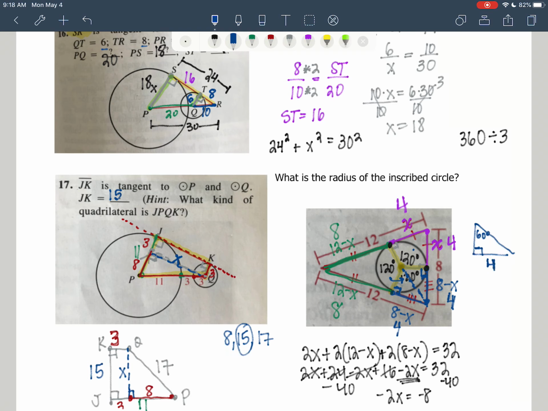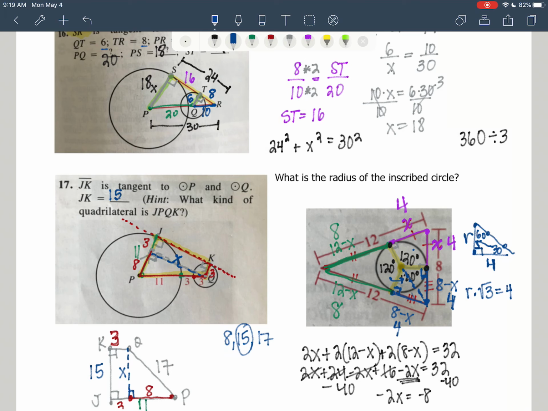This side is 4, right? We need to know the radius. So that length is the radius, and that's all we need. That is all we need, because the radius is the short leg. So the radius is across from the 30-degree angle, it's the short leg, and 4 is the long leg. So r times the square root of 3 is equal to 4.